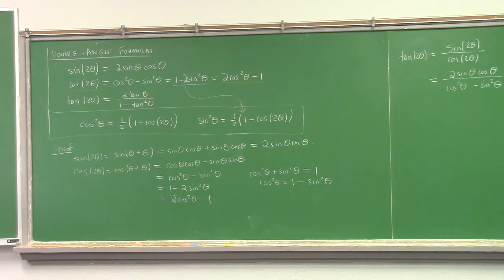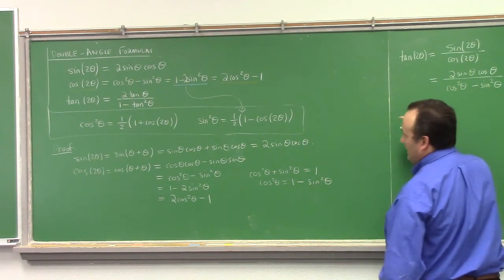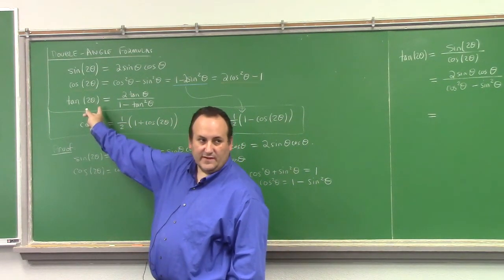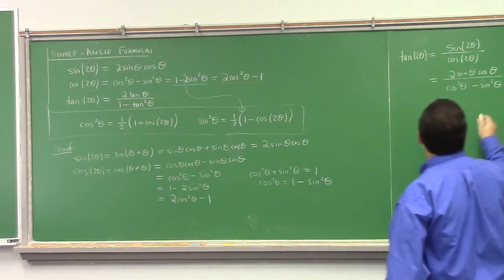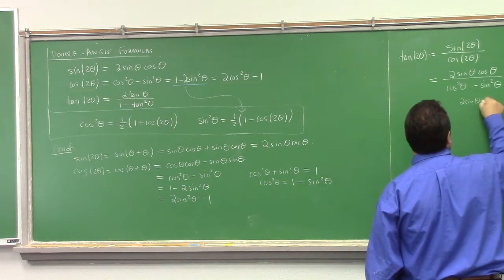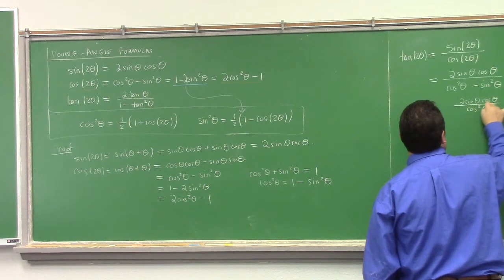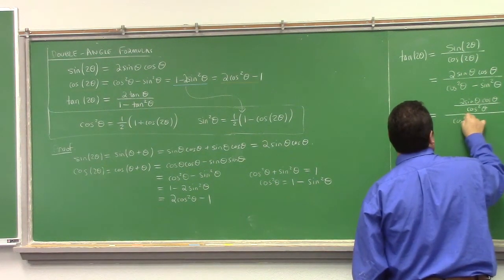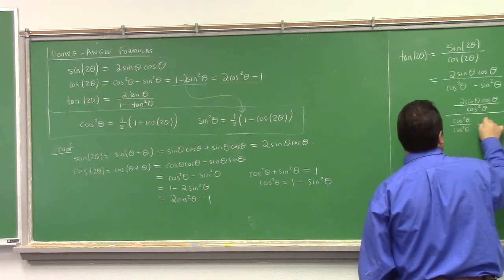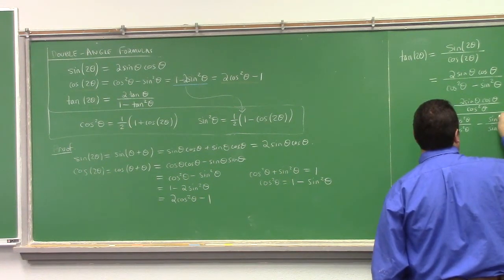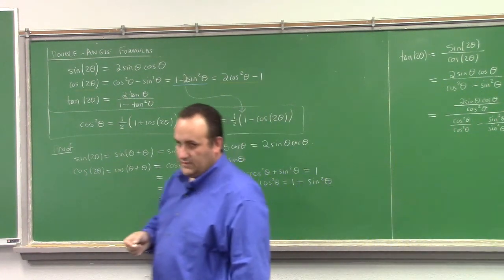Now, how can I simplify that expression to get tangents? What am I going to do? I want to get a 1. I'm trying to get a 1 here, right? So I probably should just divide the top and the bottom by cosine squared. That'll probably do it for us. So we've got 2 sine theta cosine theta divided by cosine squared theta, over cosine squared theta minus sine squared theta divided by cosine squared theta. Do you see how that simplifies?